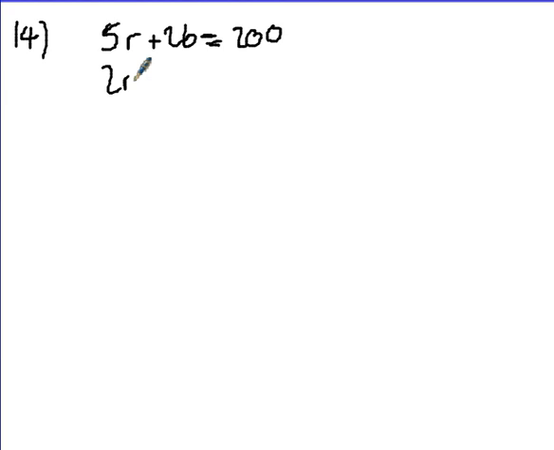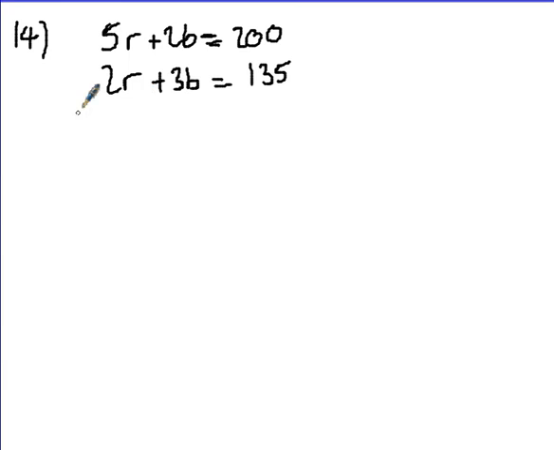Question 14. Sally and Bob buy some fruit. Bob buys oranges and bananas. I'm going to change the oranges to R, just because I don't like using O, because it looks like a 0. So 5R plus 2 bananas equals £2. I'm going to put them in pence. And Sally buys 2 oranges plus 3 bananas, and gets 135 pence for that. Work out the cost of 1 orange and 1 banana.